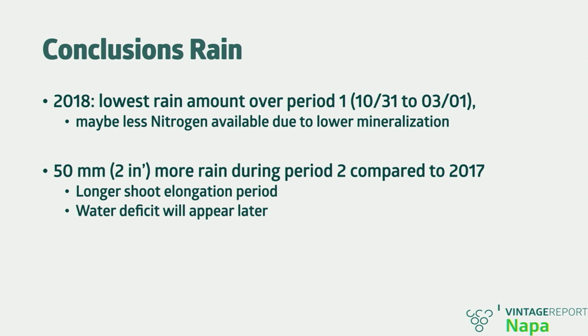Well, with this low amount of winter rain before bud break in 2018, maybe we have an early indication that the amount of nitrogen that's going to be plant available might be lessened, simply because with less moisture content, we have less microbiological activity. And we will see whether or not this was perceived by the plant, and we will discuss the implication that it can have for 2018, but also for 2019.